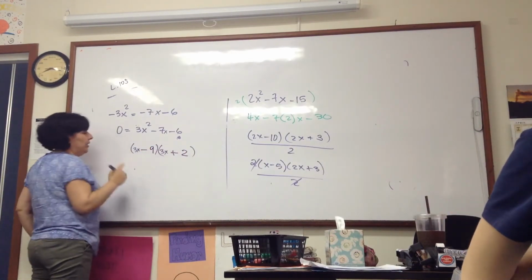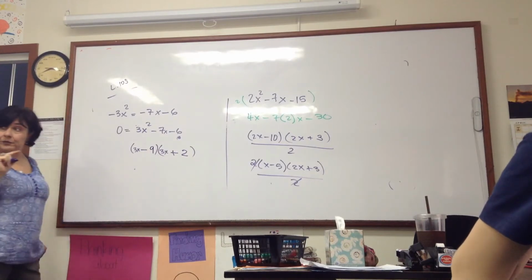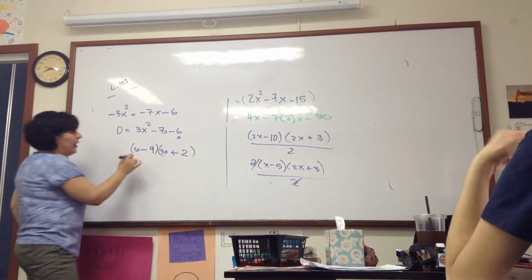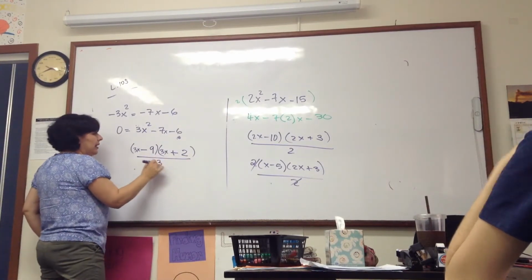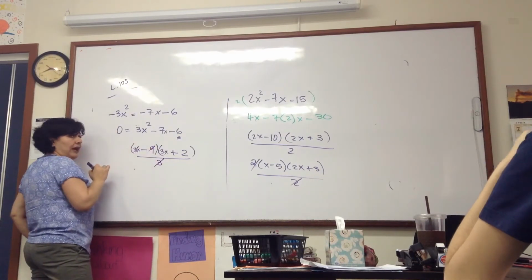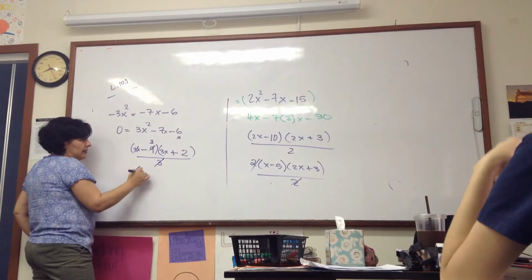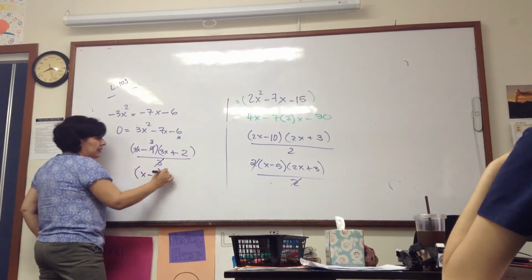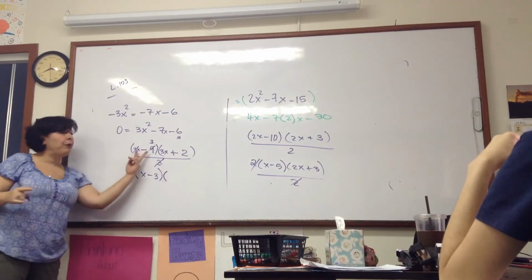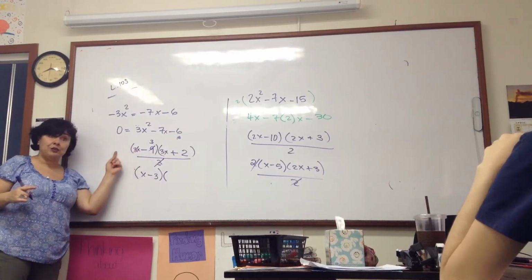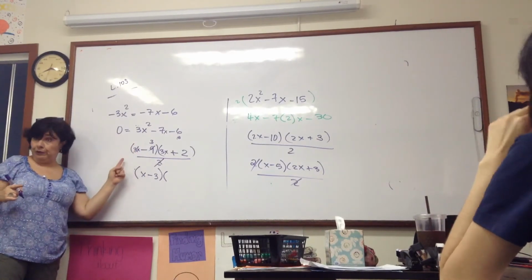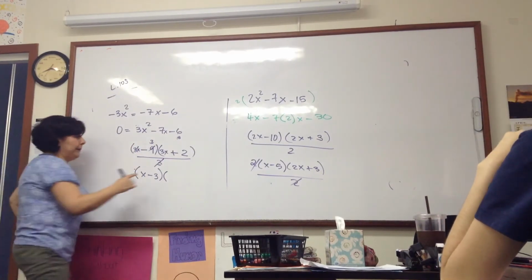Now, I multiplied times 3, so I have to divide by 3. That means that this one is going to go away, and I'm going to be left with a 3 here. So I get x plus 3. Notice that the 3 divides both of them. Why? Because when I factor out the 3, it's for both of them. Do you see it?